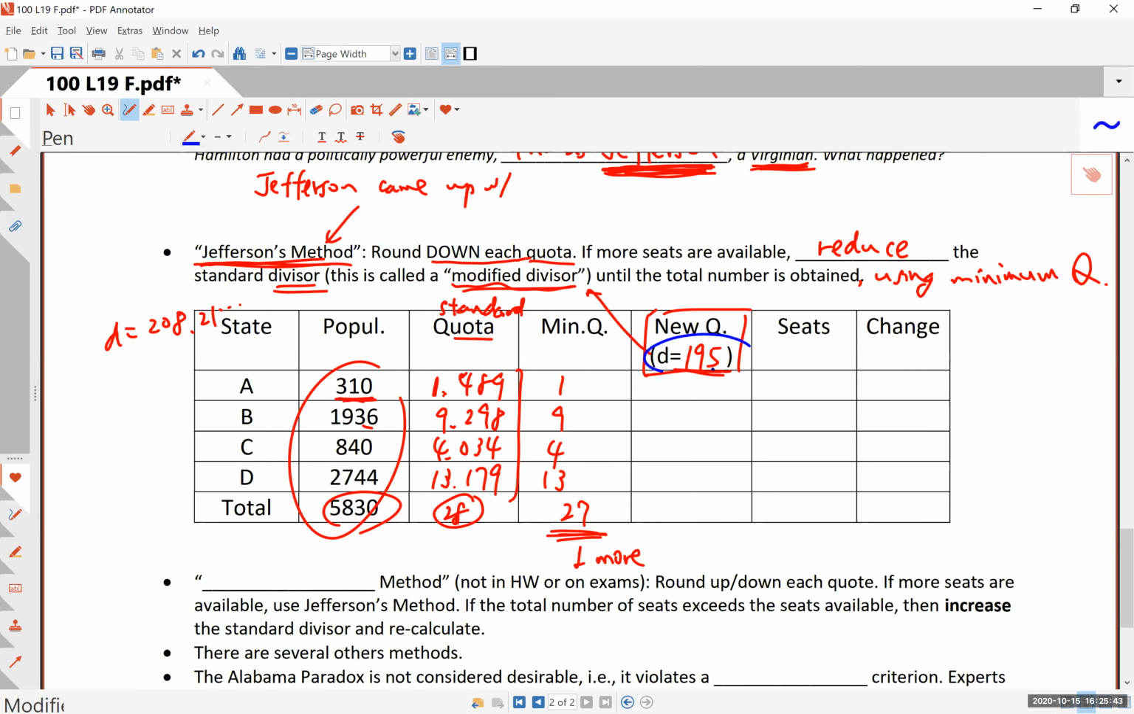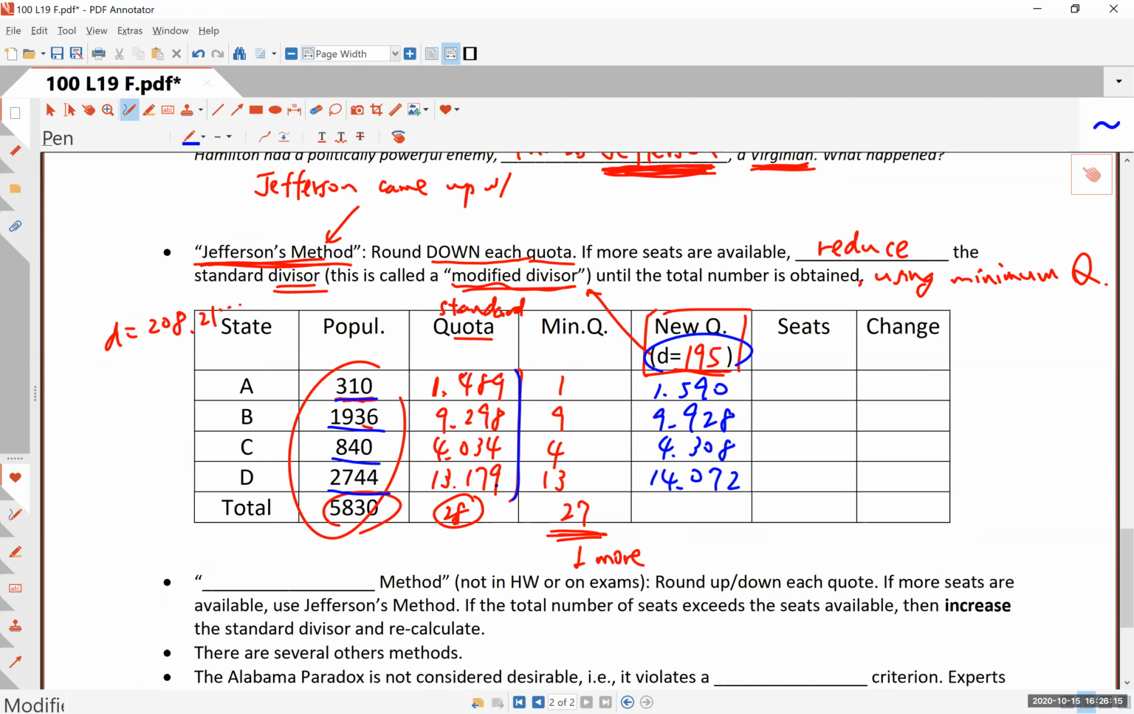I'm going to use blue to denote the new numbers. 310 divided by 195 is 1.590. 1936 divided by 195 is 9.928. 840 divided by 195 is 4.308. 2,744 divided by 195 is 14.072. Okay, notice these numbers are kind of similar to these, but they're all slightly bigger.